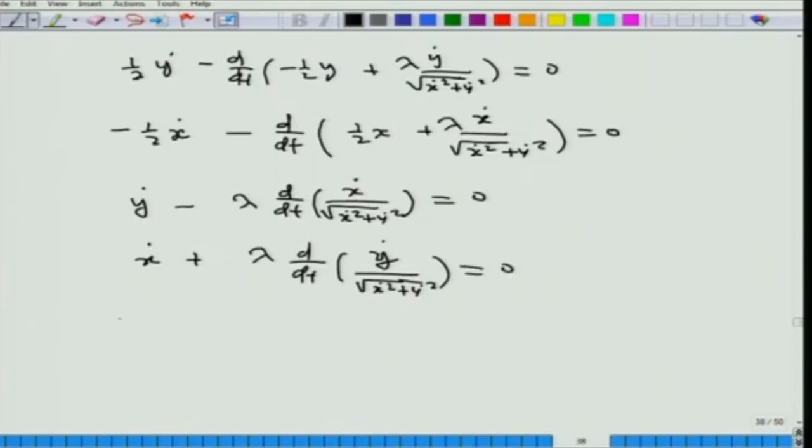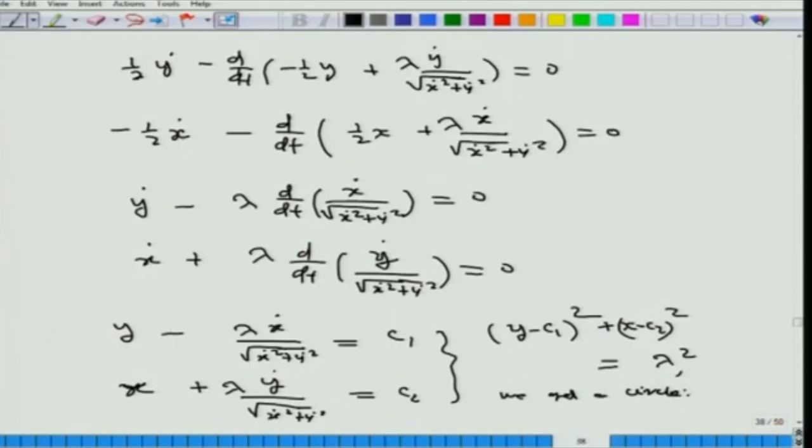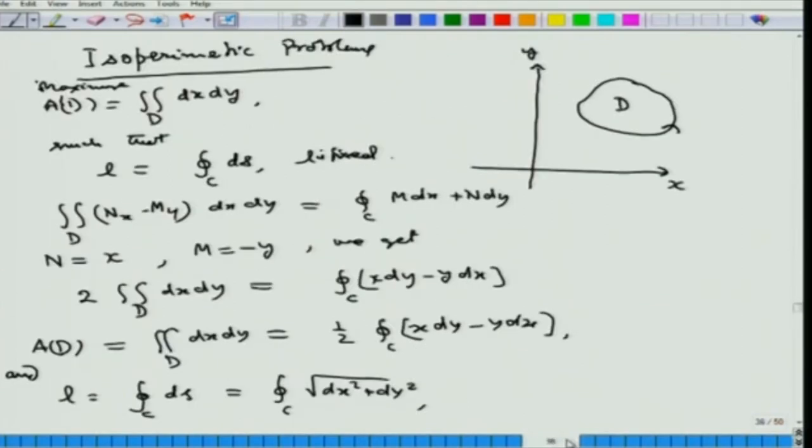These can be integrated to get y minus lambda x dot over the square root of x dot square plus y dot square equal to c1, and x plus lambda y dot upon the square root of x dot square plus y dot square equal to c2. We can see that (y minus c1) square plus (x minus c2) square will give us lambda square. So, we see that we get a circle. Obviously, as expected, in this case the circle is the one which optimizes this area when the length of the curve is fixed.